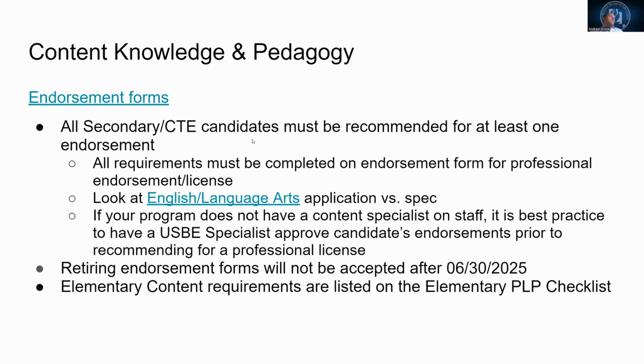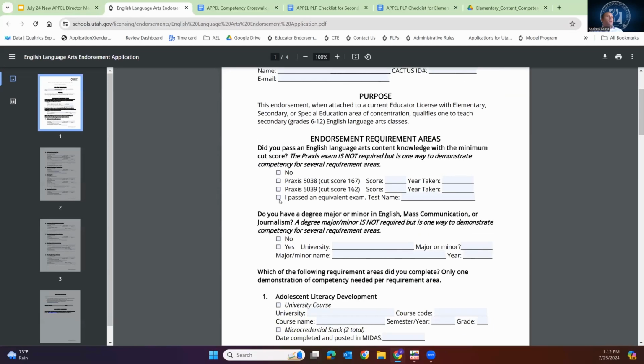So like we mentioned, all the secondary and CTE license area candidates must be recommended for at least one endorsement, and all the requirements on the endorsement form have to be completed prior to being recommended. The endorsement forms do a pretty good job of laying out the options for demonstrating competency. So we're just going to look at the English form here for a second.